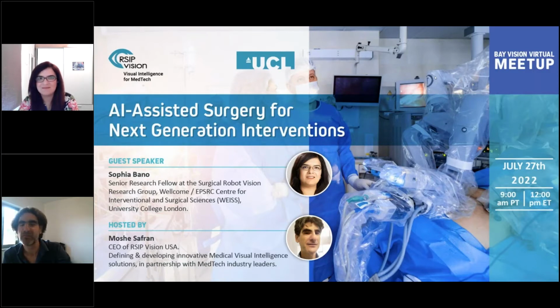This is a Bay Vision virtual meetup. We started this as a physical meetup in the Bay Area quite some years ago, a few years into the prehistoric times before COVID. And since about 2020, we moved this to a virtual online event. On the one hand, we're missing out on the in-person interaction and the pizza and the beer and everything. On the other hand, we get the opportunity to bring in speakers from all over the world, including Sophia, who will be speaking today from the Weiss Center in UCL.